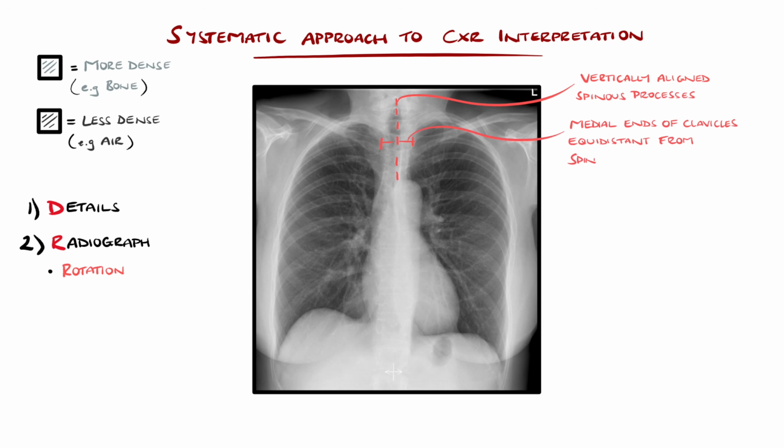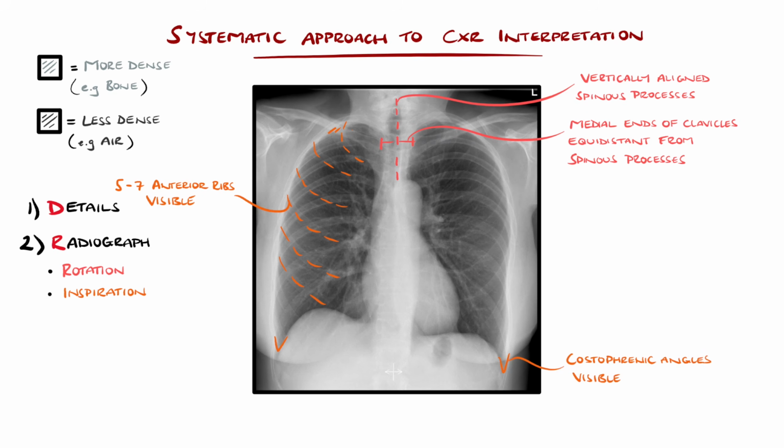I is for inspiration. For best visualization, the X-ray is taken with adequate inspiration, indicated by visibility of the anterior first 5 to 7 ribs or 8 to 10 posterior ribs, as well as the lung apices, lateral rib edges, as well as the costophrenic angles.